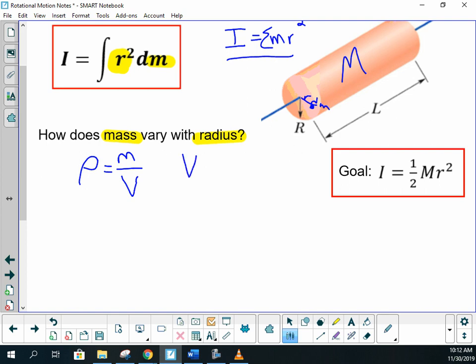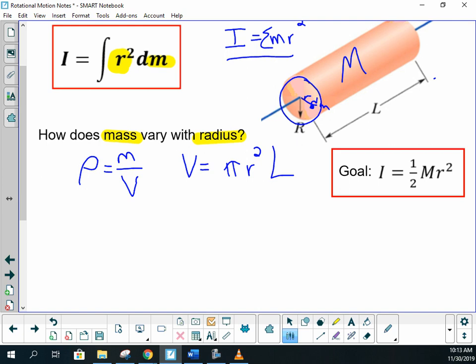So if we take a look at our volume for our whole cylinder, that would be pi r squared times L, right? So that's just that base, this circular base, times our length there. Okay, and so what we're going to end up doing is we're going to substitute in for our volume, and we are going to solve for mass, because remember right now our goal is to figure out how mass varies with radius. So we really have to combine these two statements, knowing that our cylinder has a uniform density, right? Our cylinder has a uniform density.